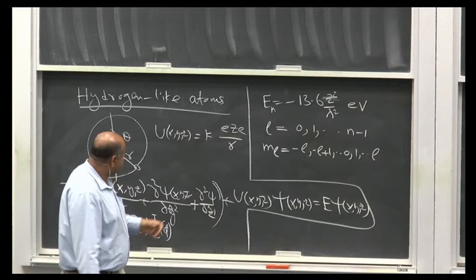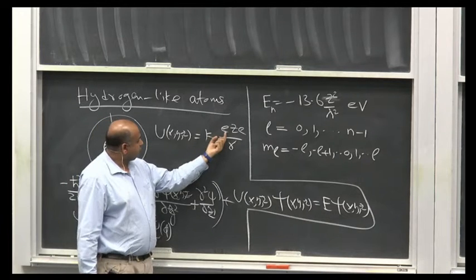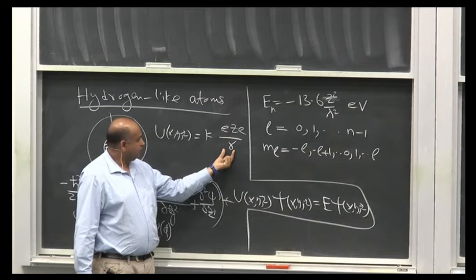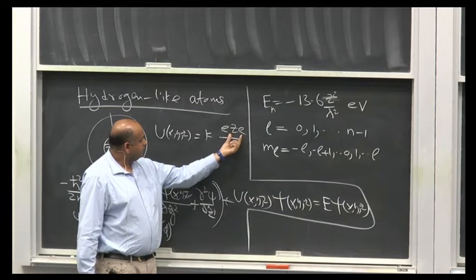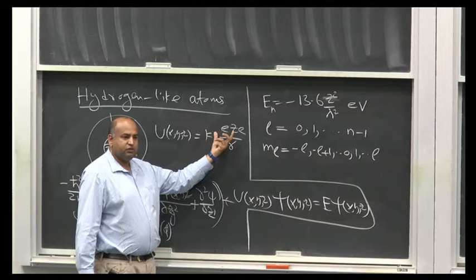This is the potential that this electron is feeling. K, electron charge, nucleus charge over the distance. Now, E square: E into E and E square are the same thing.